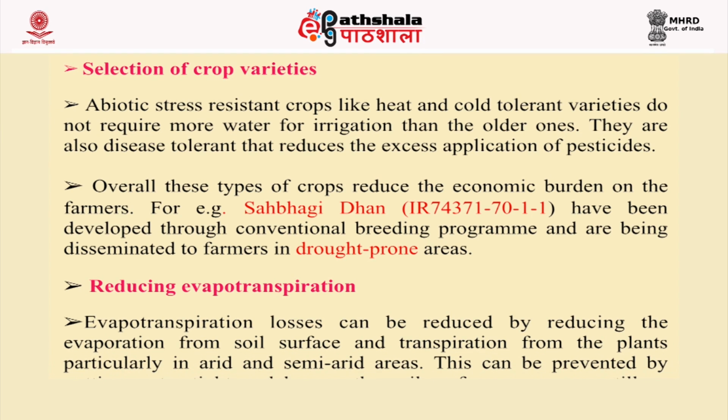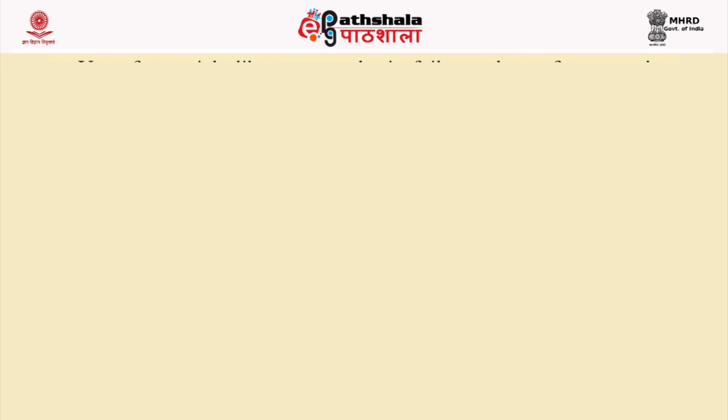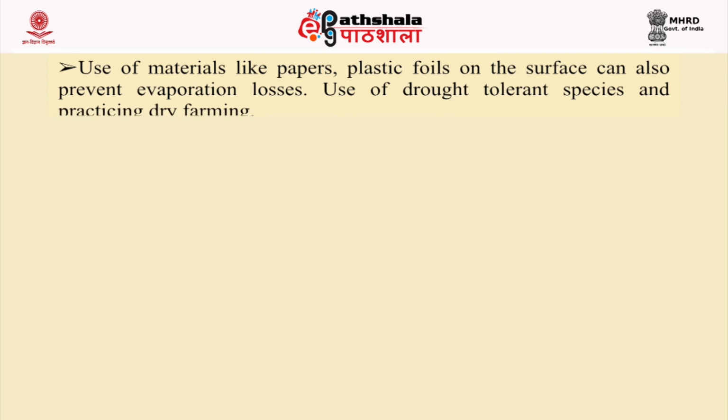And the last option can be reducing evapotranspiration losses, which can be reduced by reducing the evaporation from the soil surface and transpiration from the plants, particularly in arid and semi-arid areas. This can be prevented by putting watertight mulches on the soil surface, zero or no tillage practices, and by constructing windbreaks. Use of drought tolerant species and practicing of dry farming can also be done.